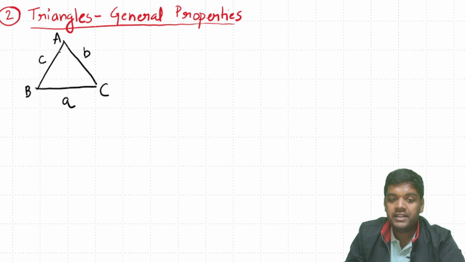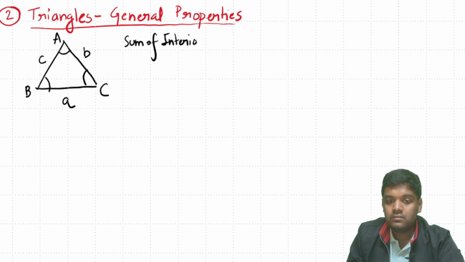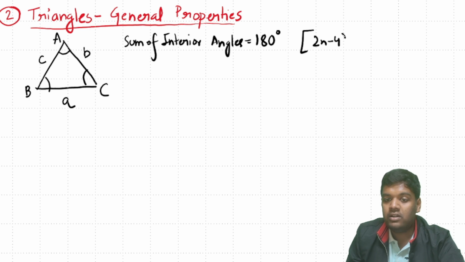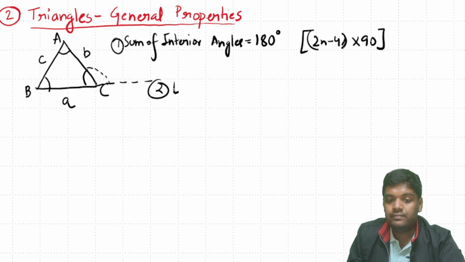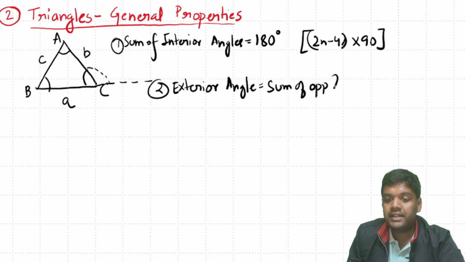Right? Here the interior angles are this, this and this. Sum of interior angles of a triangle will be equals to 180 degrees. You can also compare it with the formulas done in the polygon 2n minus 4 into 90 degrees, where n is 3, right? Now, there is an exterior angle property as well. So, if we extend this side BC, so this angle, which is the exterior angle, will be equal to sum of opposite two interior angles.